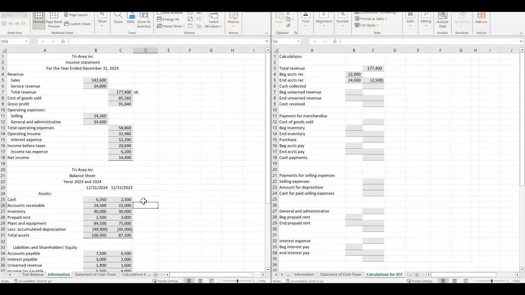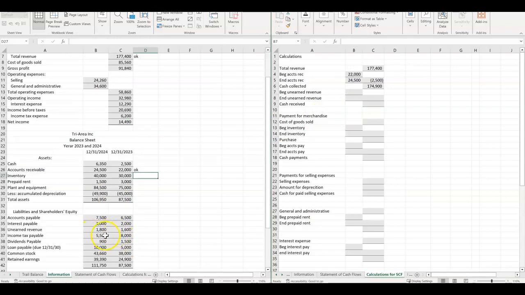And then down here, I'll put the OK in for the accounts receivable because that's taken care of. Then here we'll simply add these together for the cash collected from sales. But then we have unearned revenue that also affects cash collected from customers. So we come down to the unearned revenue section, and we see that it is $1,600 and $1,800, a difference of $200. And that's added because that's collected from customers. They paid us ahead of time, so that's $175,100 then.